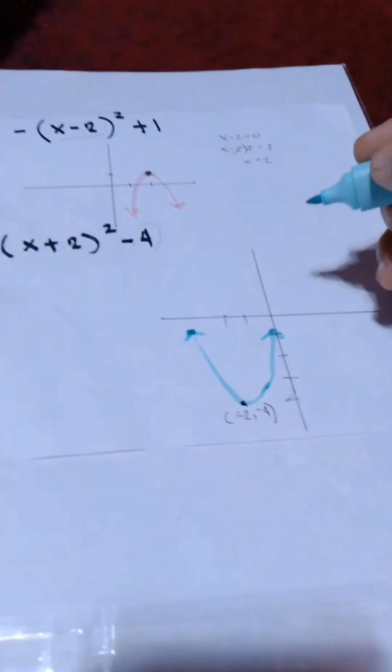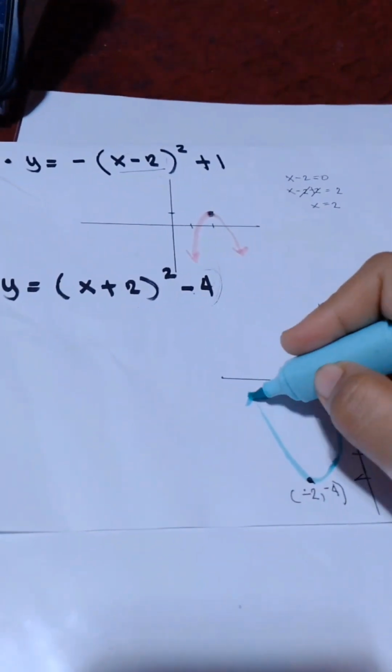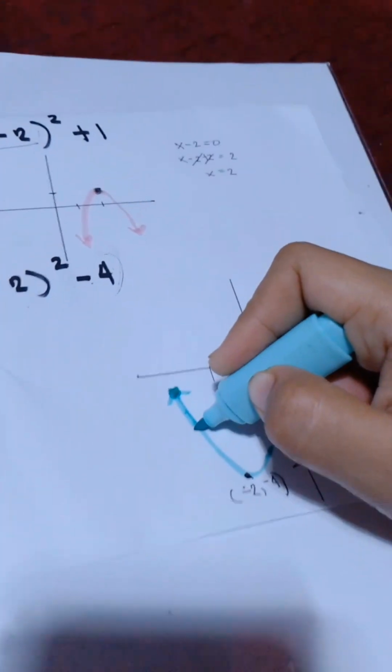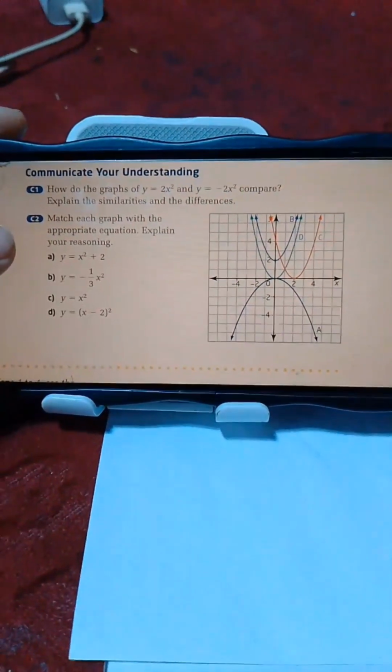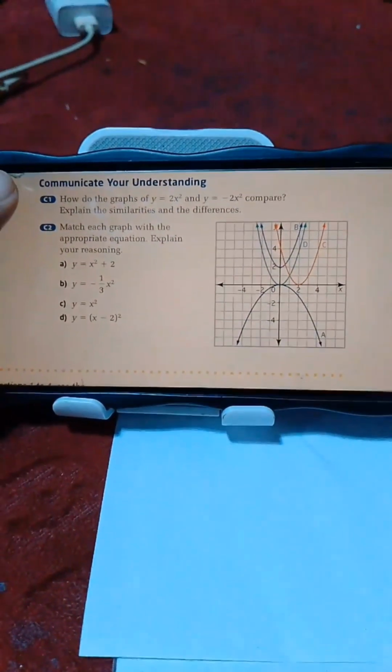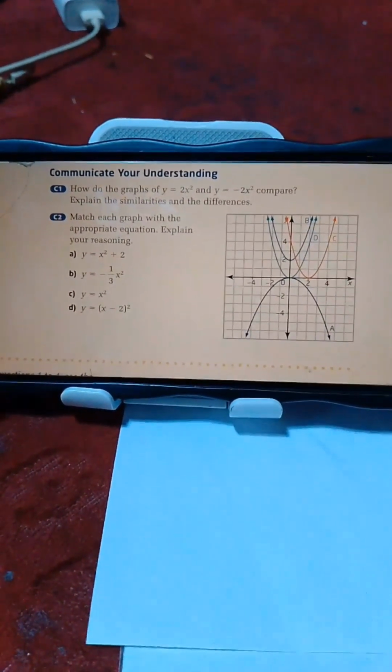So imagine it's a perfect parabola opening upward. Okay, so you have something like that with this graph going to do the communicate your understanding.